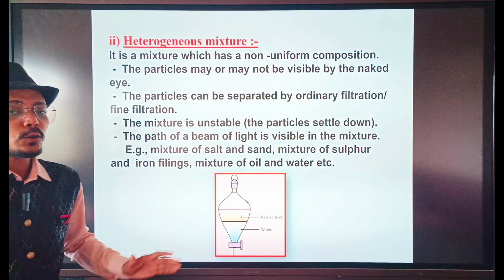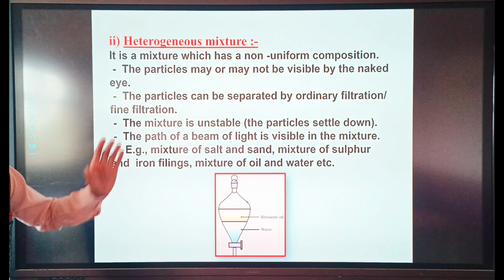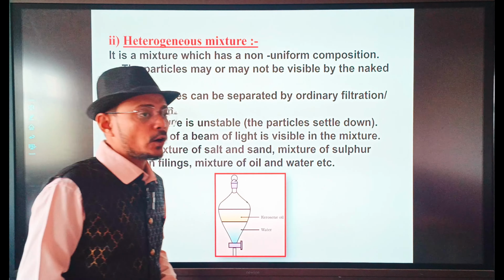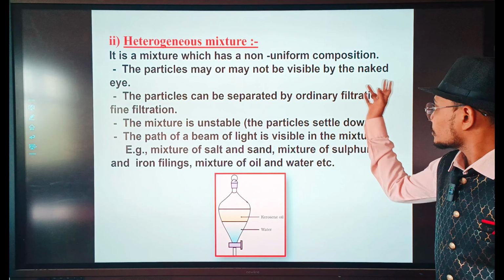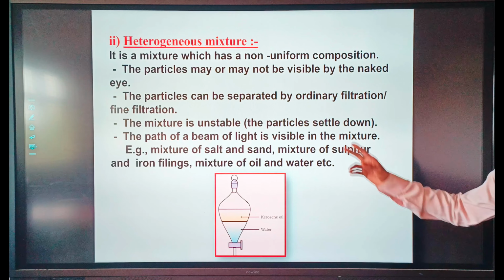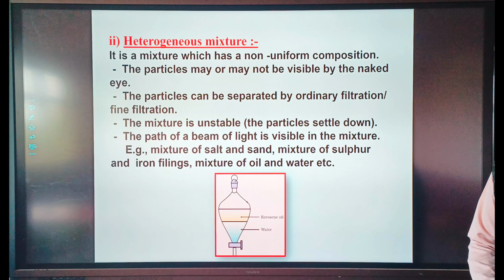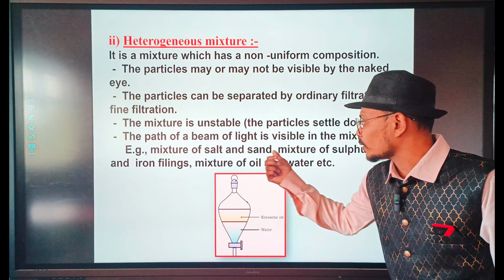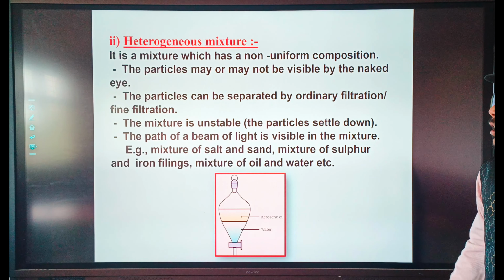Layer to layer मतलब non-uniform composition. The mixture has a non-uniform composition. The particles may or may not be visible by the naked eyes. The particles can be separated by the ordinary filtration, fine filtration. The mixture is unstable. The path of the beam of light is visible in the mixture.